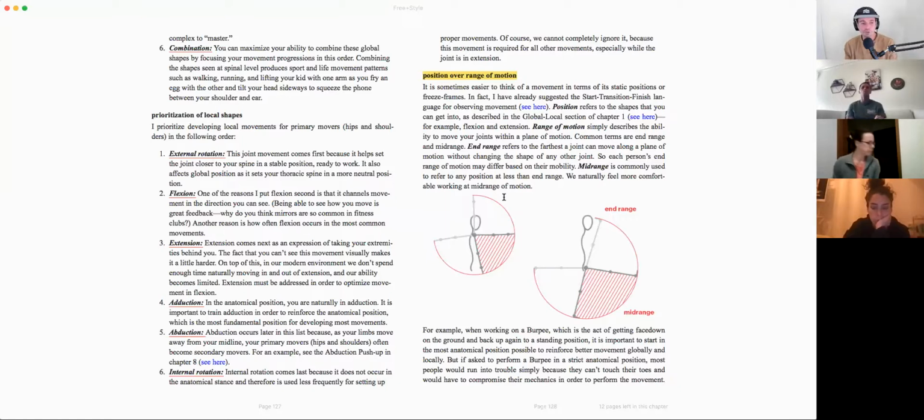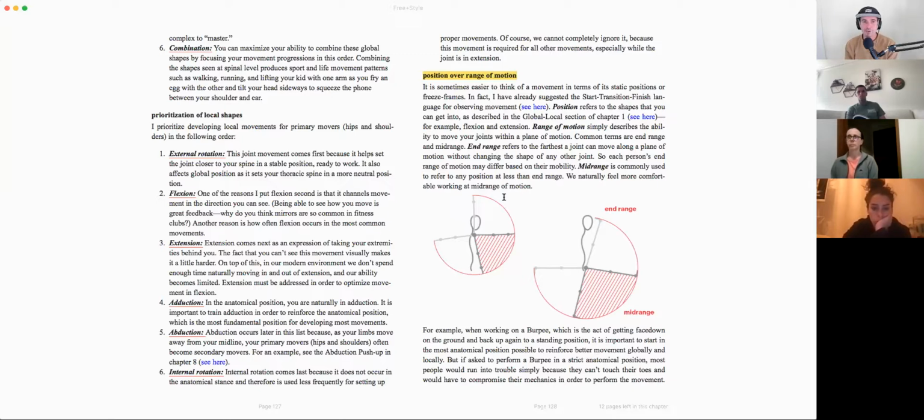Now for the local shapes, this is where it gets a little bit more interesting and maybe a little bit more complicated, but there's also a priority that we can work through. The first one is external rotation. What is external rotation? Well, we talked about this in chapter 1, which is simply rotating, for example, the shoulder outward. In the hip, it is when you squeeze your butt, for example, having the femurs rotating away from the midline.